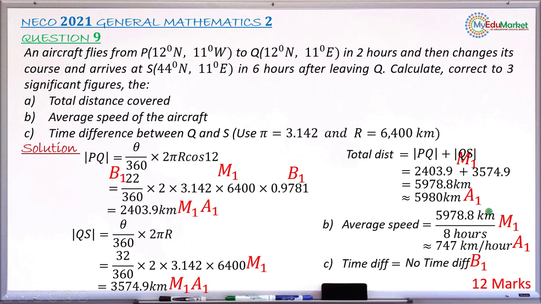And when you now have the total distance as 5980 rounded to 3 significant figures correctly, you have this accuracy 1 mark. Dividing total distance by the total time to get the average speed, you have the method 1 mark. And when you now have the average speed as 747 rounded to 3 significant figures correctly, you have this accuracy 1 mark. And the last mark is bonus 1 mark, and you have this bonus 1 mark.